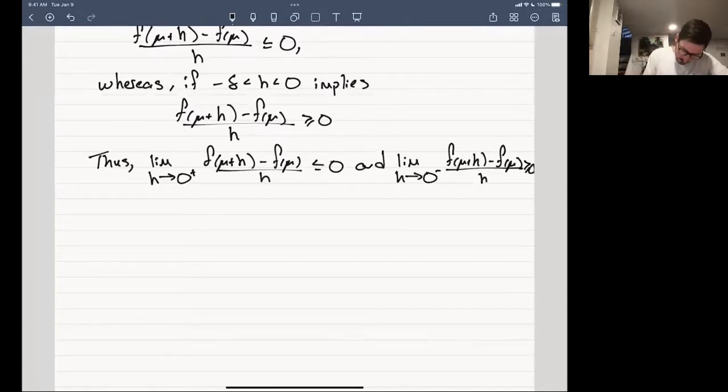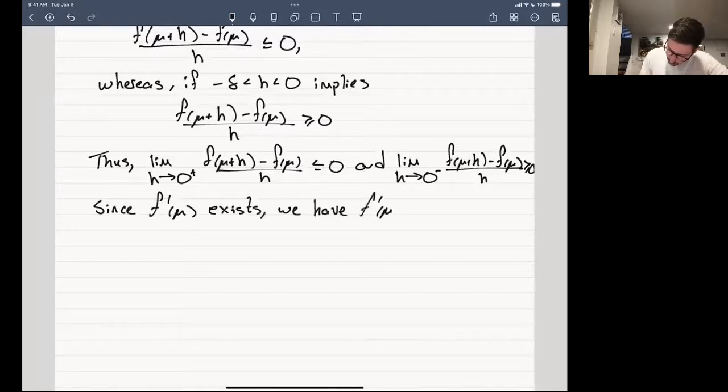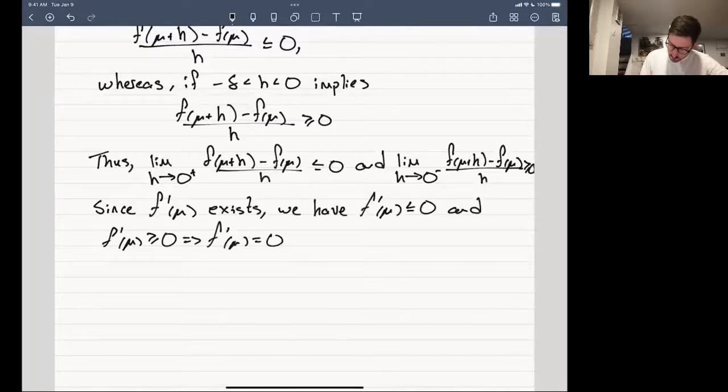But since f is actually differentiable, since this limit exists, we have that from the first inequality, this is less than or equal to 0. And from the second inequality, this thing is greater than or equal to 0, which means that f prime of mu is equal to 0 as desired, which shows that my derivative is equal to 0 at a local maximum.